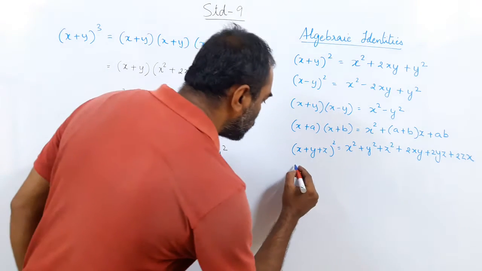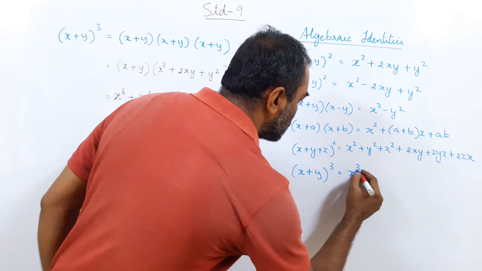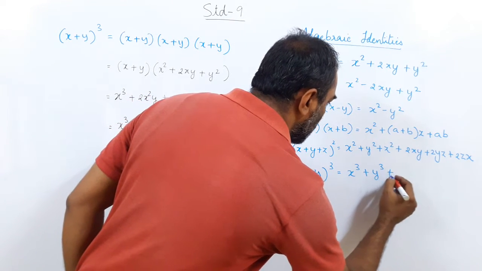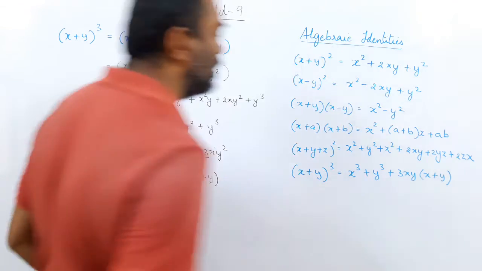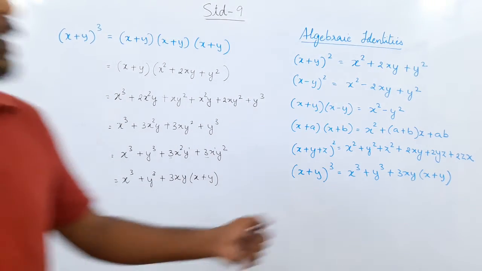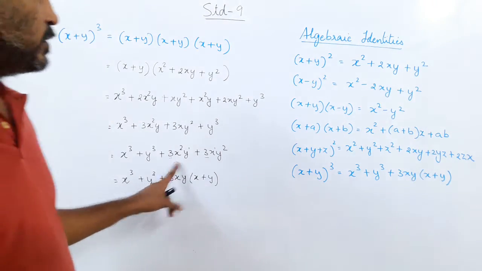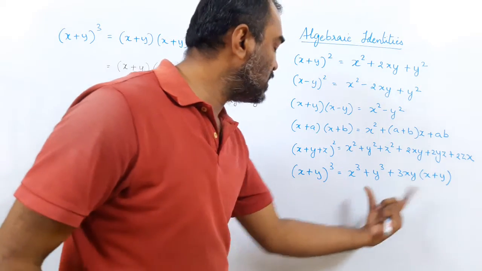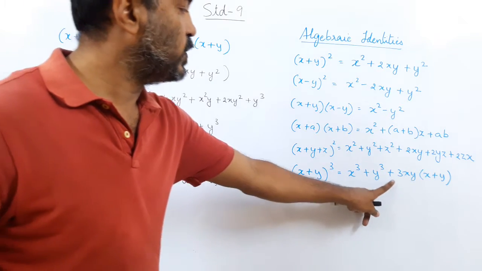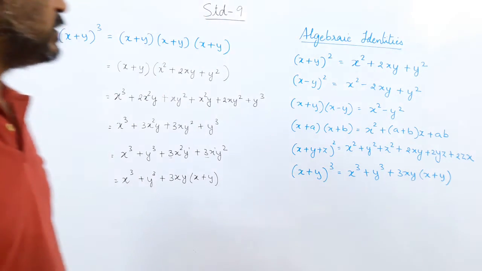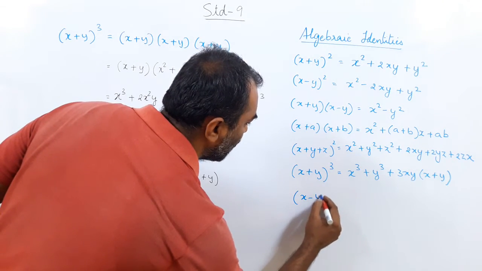So we have got x plus y, the whole cube is x cube plus y cube plus 3xy into bracket x plus y. Remember this identity like this. Later you can open this bracket, so you get 3x square y plus 3xy square. But this is the easiest way to remember. x plus y the whole cube is x cube plus y cube plus 3xy into bracket x plus y. Now the next one we have is x minus y the whole cube.